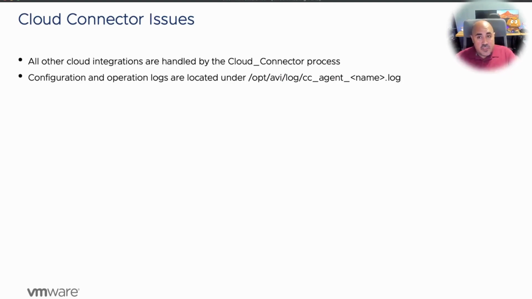All the cloud connector setups, all the logs. vCenter has this unique output in its own logs for analysis, but things like Azure, AWS, GCP, Kubernetes, etc. will have their own log starting with C_agent_ and the name that you use for the cloud configuration. Again, this applies to all the other cloud setups except the cloud for vCenter, which has its own different type of logs.